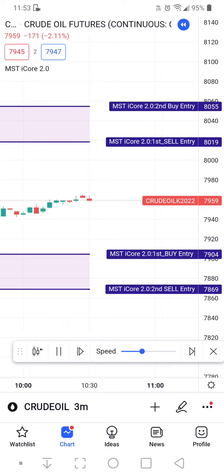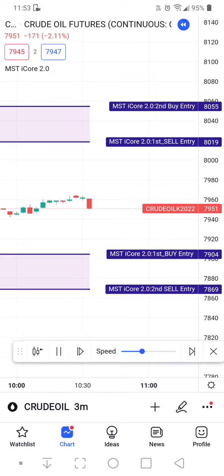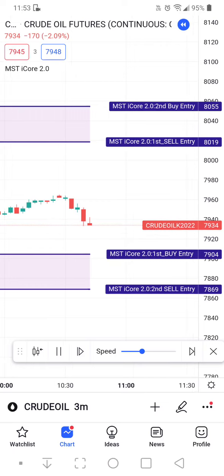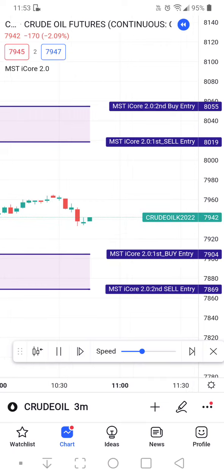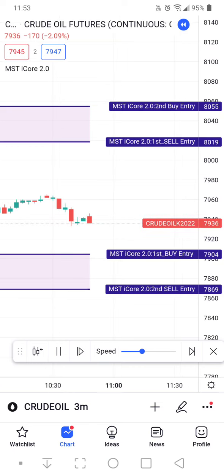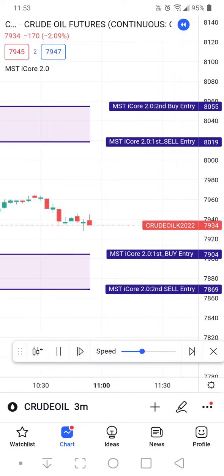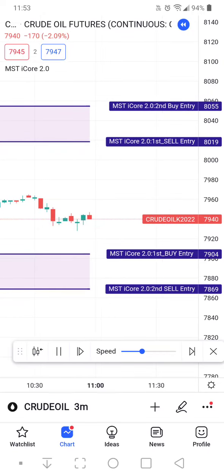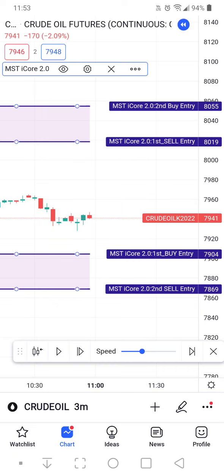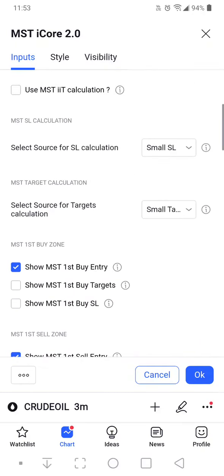If it is coming down to 7904, we are ready with the pending order. Don't forget, we are ready with the pending buy entry at 7904 and the sell entry pending order at 8019. The initial stop loss will be 7869 and 8055. If you don't want to give the big stop loss, then come here and select tiny SL. Both sides you can select tiny SL.